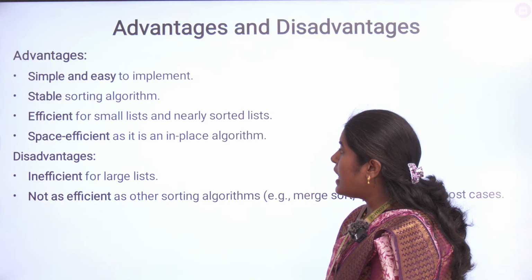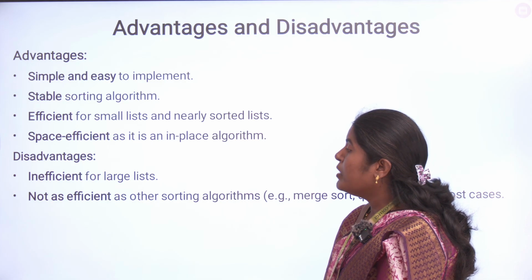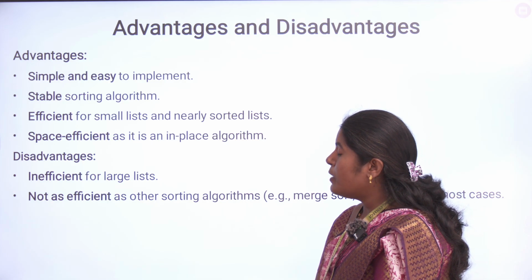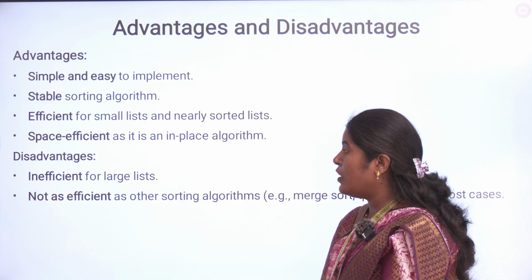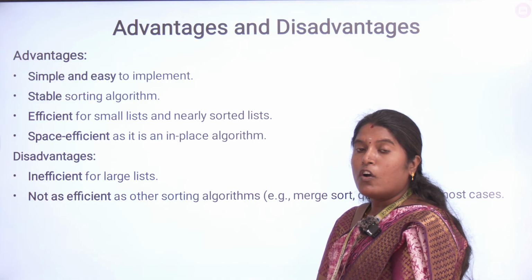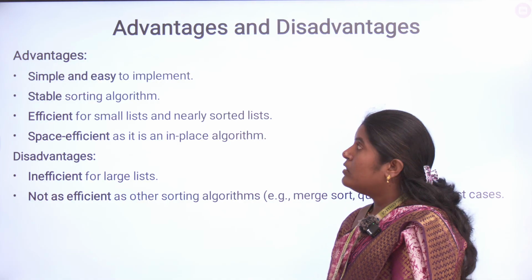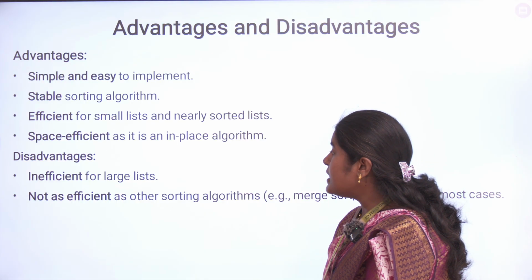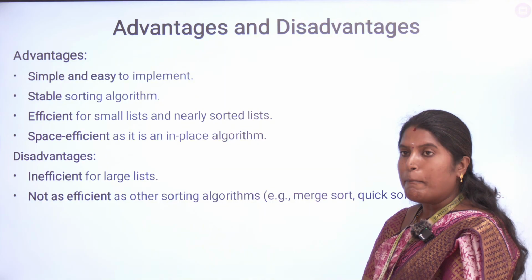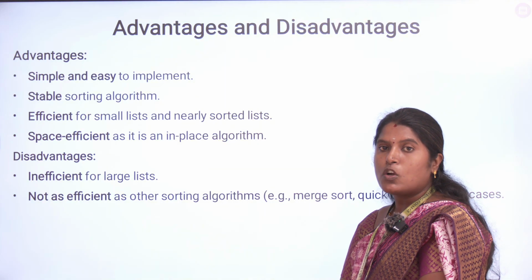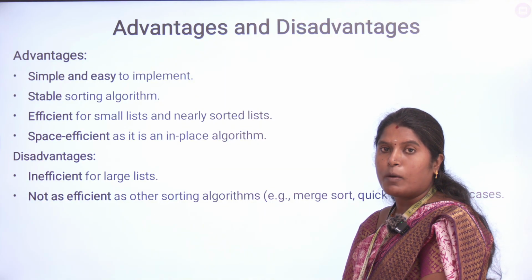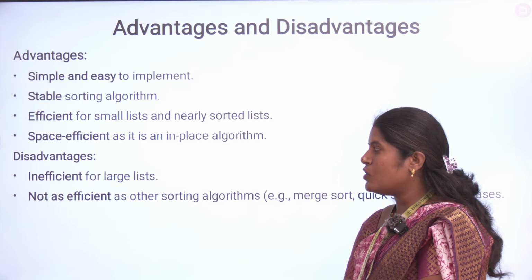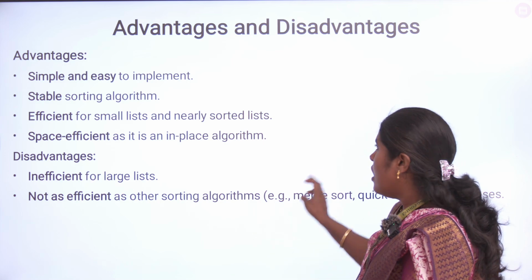Here it is space efficient as it is an in-place algorithm. Then, moving on to the disadvantages, it is inefficient for large lists. Suppose your list is very large, at that time this algorithm becomes very inefficient, not as efficient as other sorting algorithms. When we compare this algorithm with other sorting algorithms like merge sort, heap sort or quick sort, we find that this is not as efficient as those algorithms.